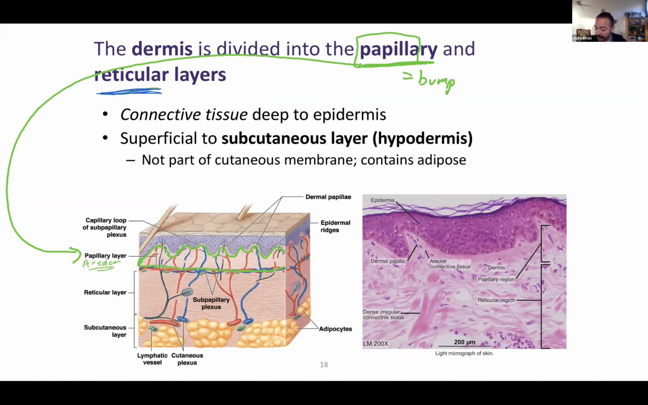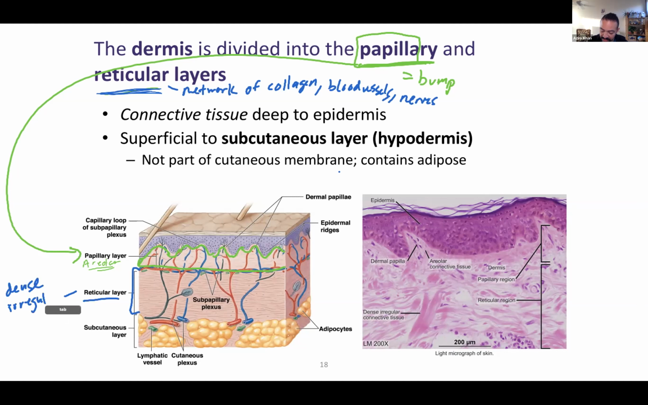What it's actually made of, let me just write that down. Network of collagen, blood vessels, nerves. Does not have reticular connective tissue. What it does have is dense, irregular connective tissue. That's also part of the cutaneous membrane.